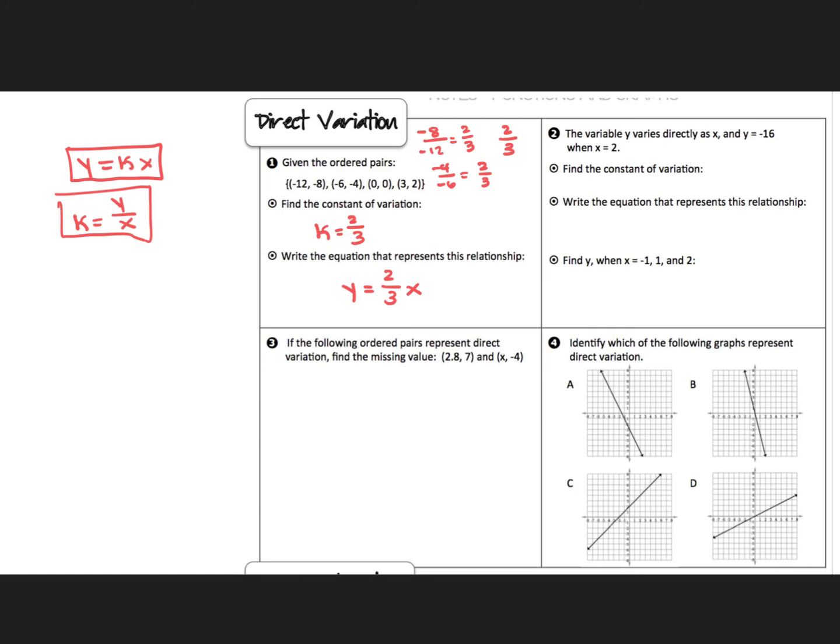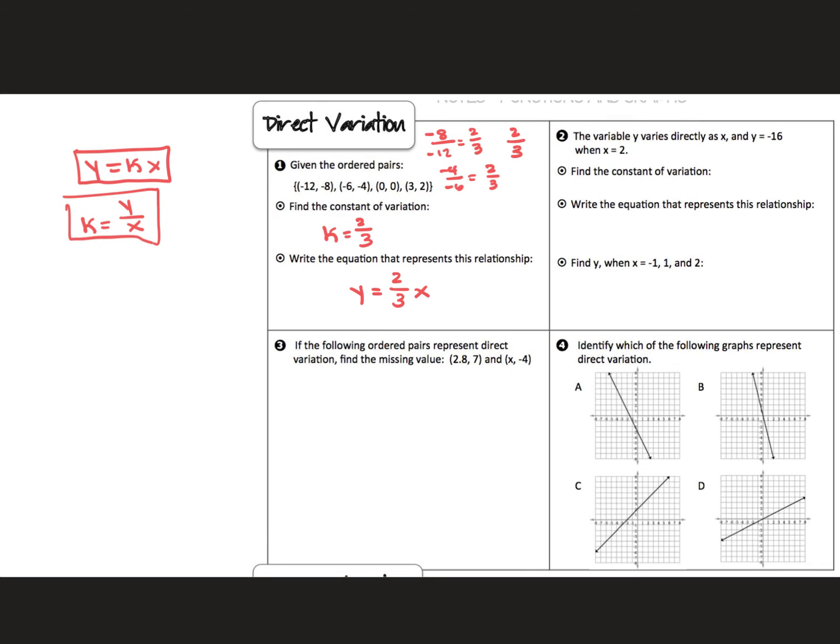All right. For the second one, it says the variable y varies directly as x. y is equal to -16 when x is equal to 2. So it's asking us to find the constant of variation. Remember that k is equal to y over x. So we're going to put -16 over 2, and we get -8 for k. We're going to write an equation that represents it.